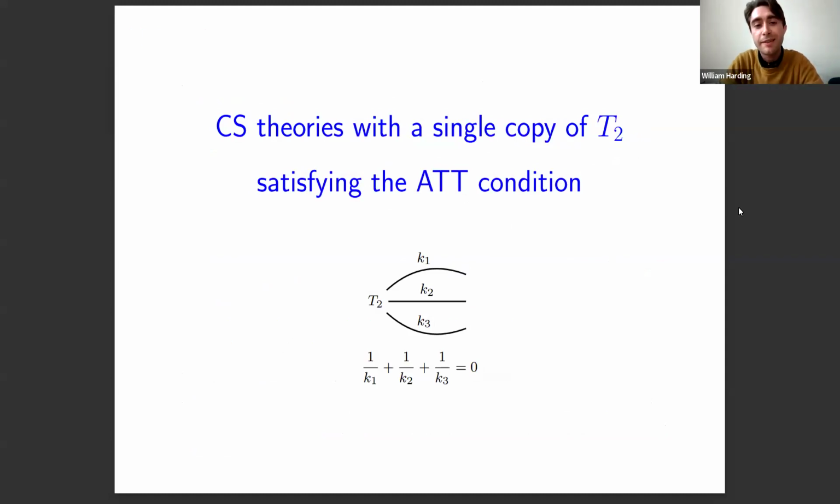So now, in the next section, I will discuss Chern-Simons theories with a single copy of T2, with the flavour symmetry algebra gauged with Chern-Simons levels K1, K2, and K3, and importantly, I will consider theories satisfying the ATT condition. I will study the superconformal index, show that the superconformal index agrees with the fact that there is N equal to 4 SUSY, and I will also study the one-form symmetries and the 't Hooft anomalies of this class of theories.